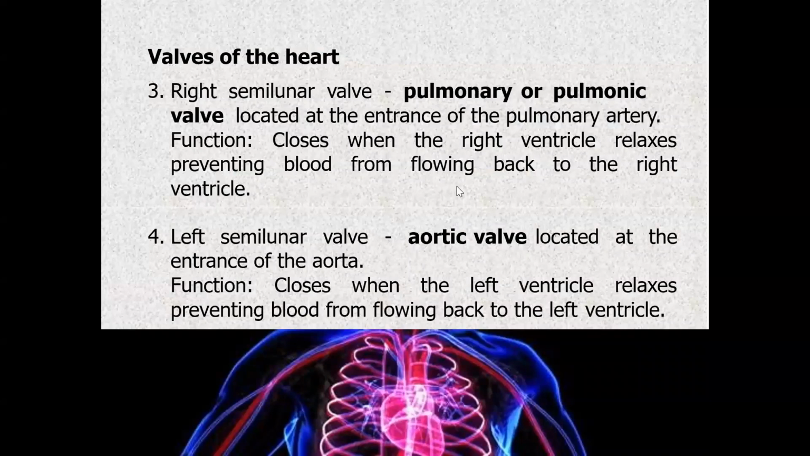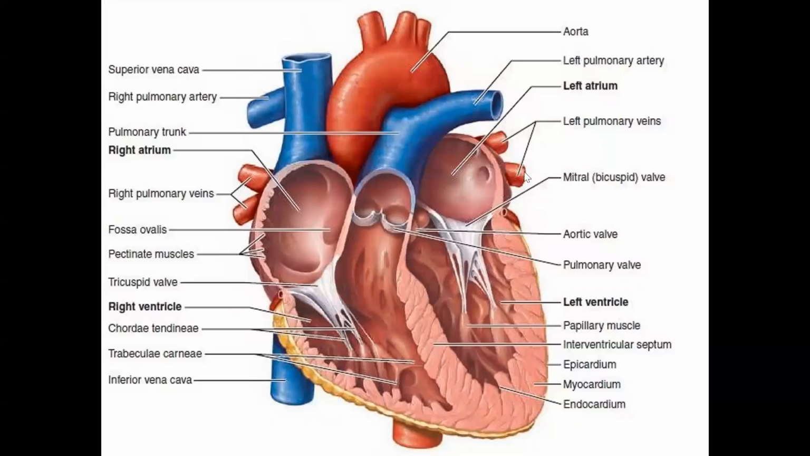Okay. So now class, let's proceed to the right semilunar valve, also known as your pulmonary or pulmonic valve. Okay? So in here, this is your pulmonary valve. Once the blood is inside your right ventricle and it passes through your pulmonary trunk, this valve will close, to prevent the backflow of the blood from your pulmonary trunk to your right ventricle.